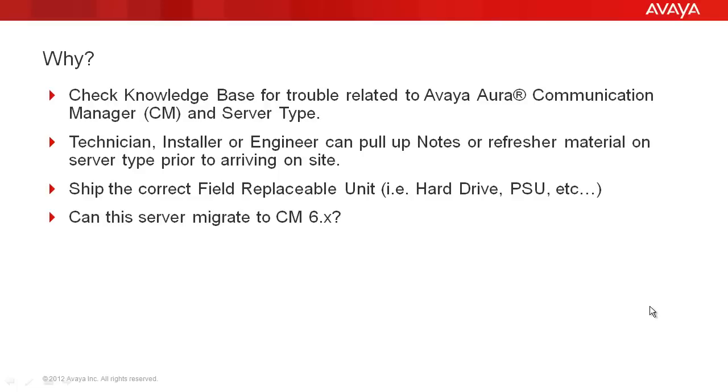The third reason, probably most important, is for repair. By knowing the correct server type, we can ensure that we ship the correct server field replaceable unit and/or parts. Parts being hard drive, power supplies, unique RAID battery. And the fourth reason is to ensure that customers who are on 5.2.1, for example, and want to migrate to 6.x, that their server type can migrate to CM6.x.